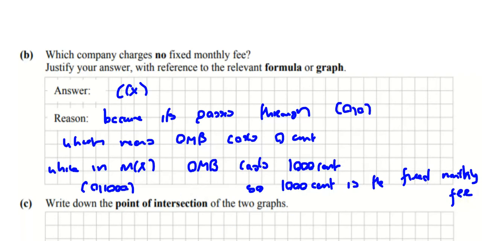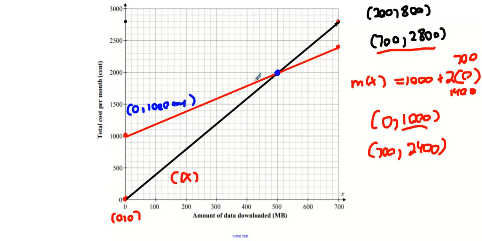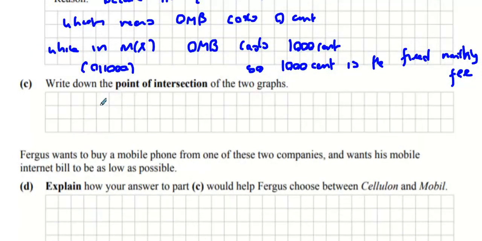I think it's going to be 500 and 2000. Now, it might be slightly off, but I think it's here, where this blue dot is, which is 500 and 2000. Okay, and it says that in the marking scheme as well, so we're all good. 500 and 2000. Fergus wants to buy a mobile phone from one of these two companies and wants his mobile internet bill to be as low as possible. Explain how your answer in part C would help Fergus choose between Cellular and Mobile.